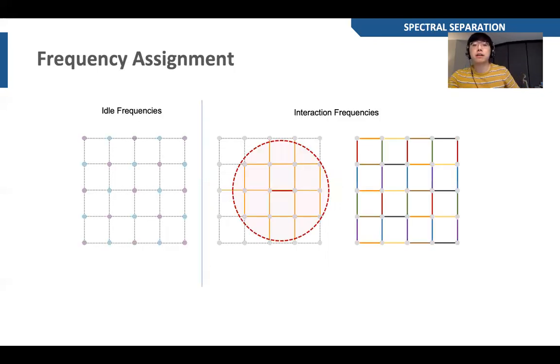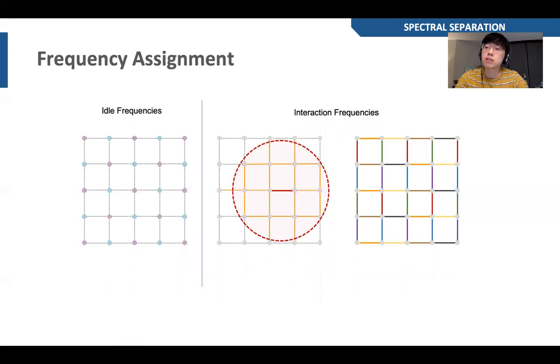Spectral separation is accomplished via a combination of optimizations, including graph coloring and set solvers. Consider assigning two sets of frequencies. When idle, qubits are parked at their idle frequencies. If we use different colors to represent different frequencies, this checkerboard pattern on the left of two colors is sufficient to isolate any vertex from its nearest neighbors.